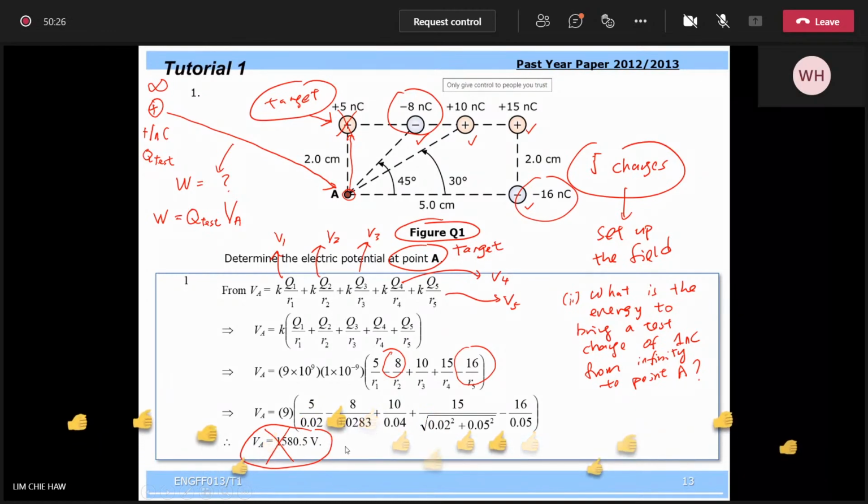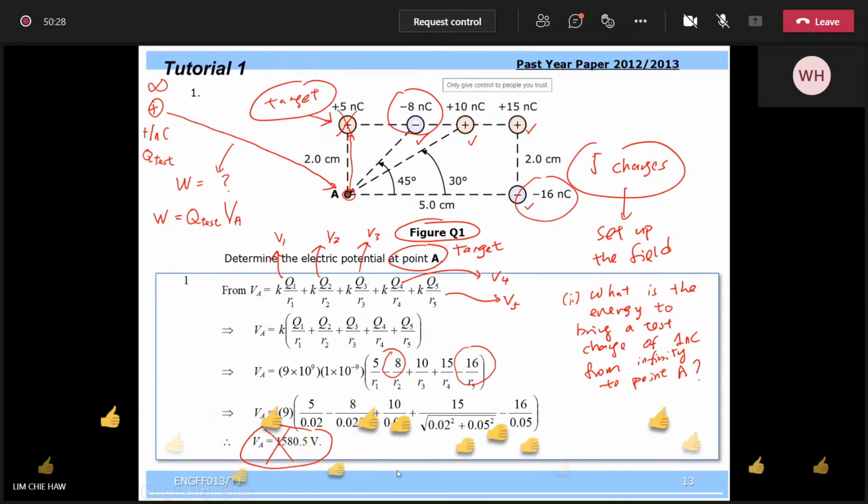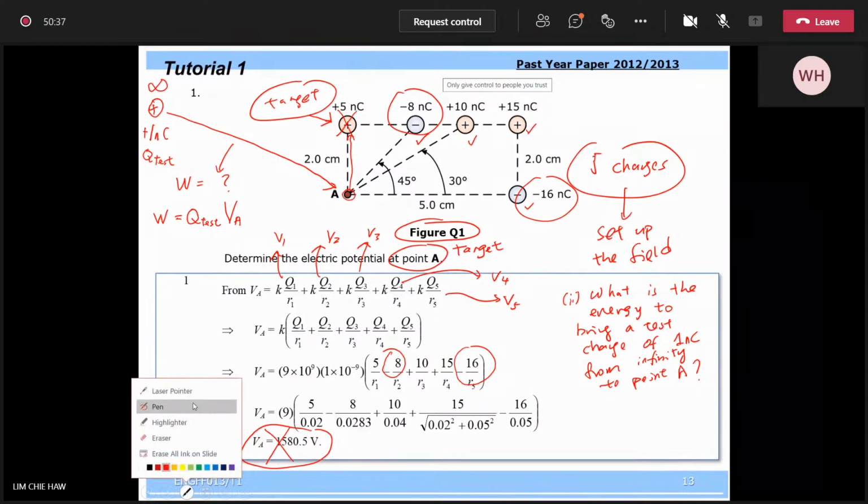I'm clear, sir. Can you explain again why 5 nanocoulomb is not counted? Okay, let me clear all this again because it's messy.